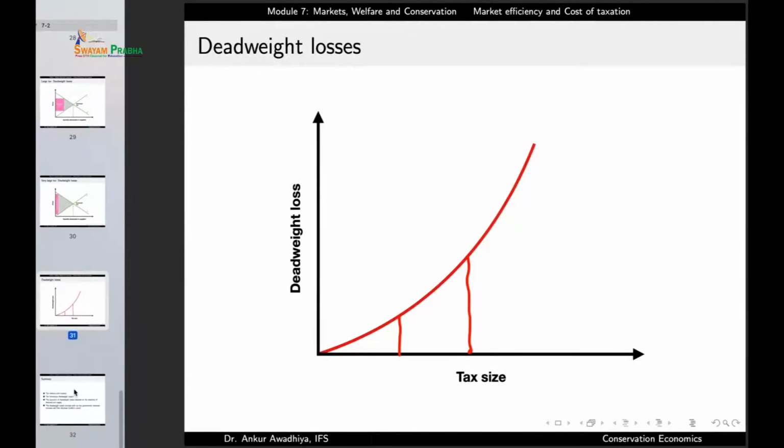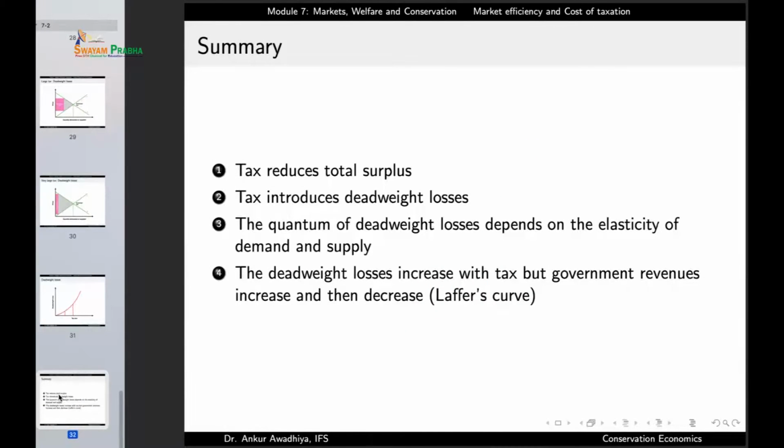So with this, we can now summarize the learnings of today's lecture. The first is that the tax reduces the total surplus by introducing deadweight losses. Total surplus is the sum of the producer surplus and the consumer surplus, which means that the area below the demand curve and above the supply curve to the left of the equilibrium is giving us the total surplus. And it is distributed between the producers and the consumers.